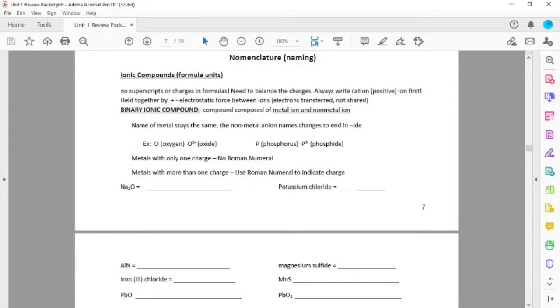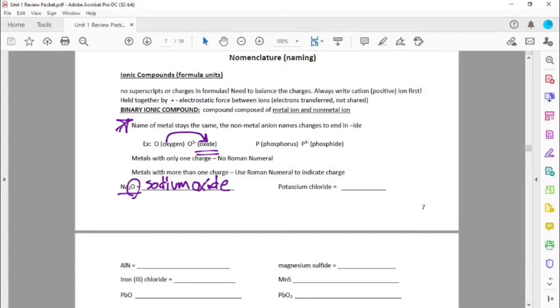So let's do a couple of these examples here. I'm going to leave you a few of them to do yourself as well. So I'm trying to find the name of this compound, and for names, we just name what we see. Sodium is Na, and then oxygen is O, but oxygen is going to change to oxide in this final answer. So sodium oxide is the name of this compound.